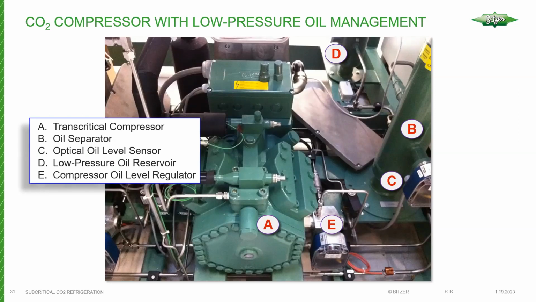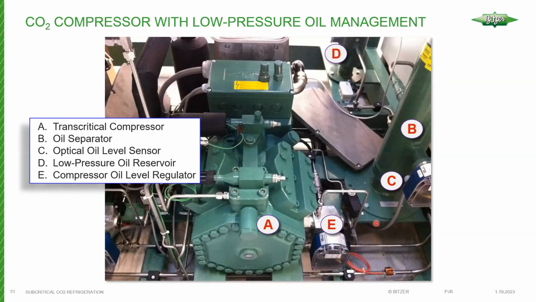So we have a transcritical compressor. It doesn't really matter. It could be a subcritical compressor. This is a photo that I took of a training system in the training lab in Rottenburg, Germany, which I encourage you to have a look at anytime you get over there. It's really, really cool to see the system up and running. And what we have here is the compressor itself, of course. In this case, it's a transcritical compressor.